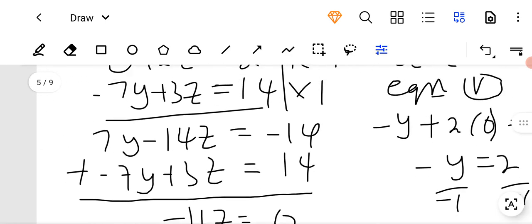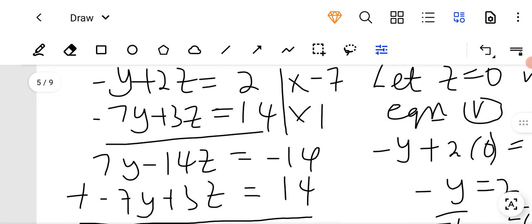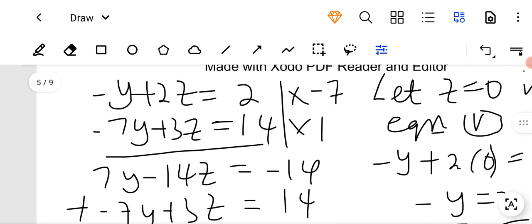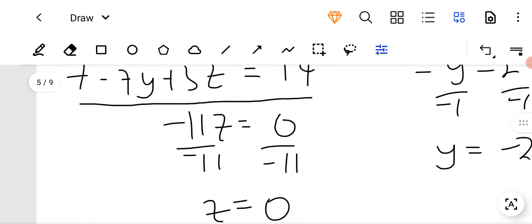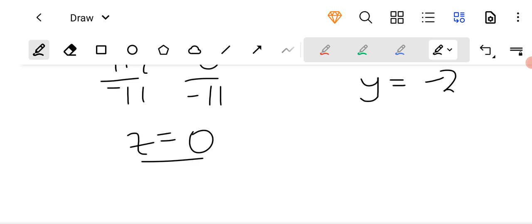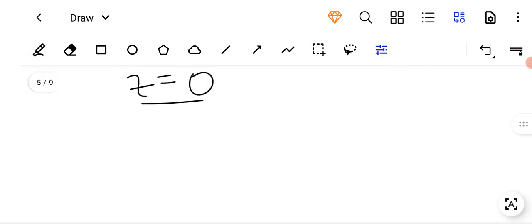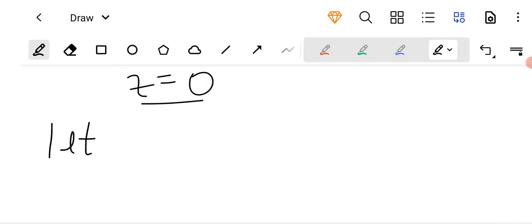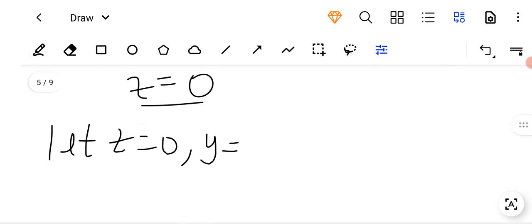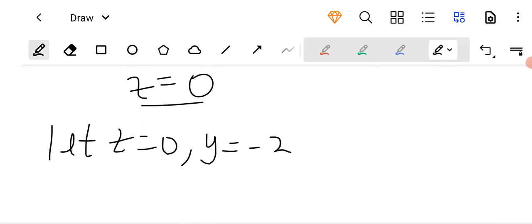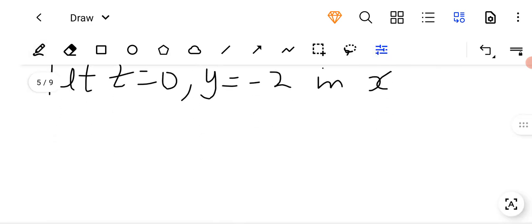Let's just confirm our answers. So here we multiply by negative 7. Did we do our algebra properly? Yes. It became like that. Then we'll just say, let z be equal to 0, y be equal to negative 2 in x.